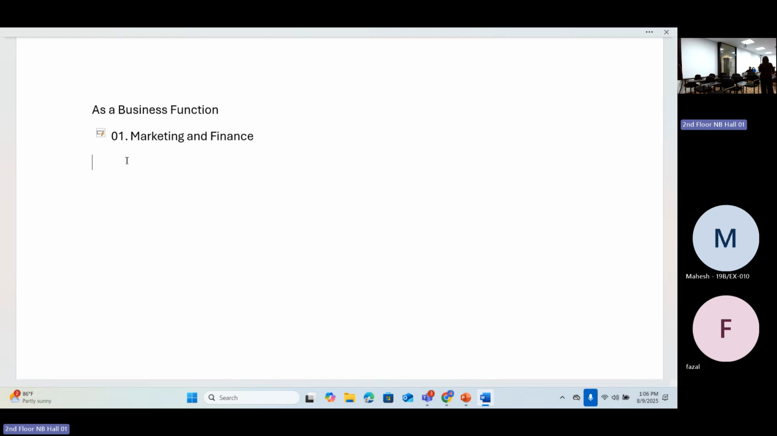Likewise, these functions are linked with each other, even IT also. That's how marketing is important within the company as a function. Okay. So you can write down those points here, marketing and finance. One is pricing.